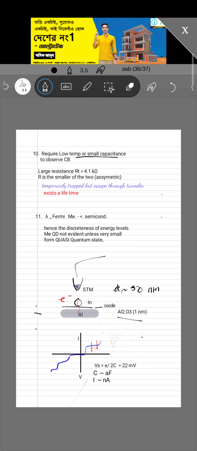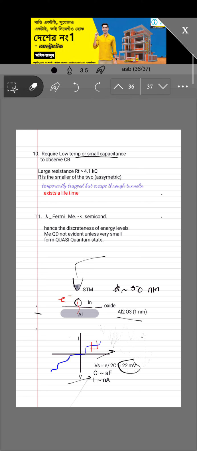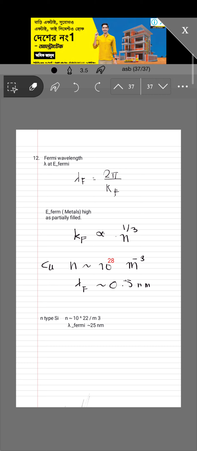If you look carefully at the IV plot of this tunneling, what we can observe is that this Coulomb blockade value, which is e/2C, is 22 millivolts. By using calculations, what we have found is that this capacitance turns out to be in the attofarad range, and the current observed is in the nanoampere range.